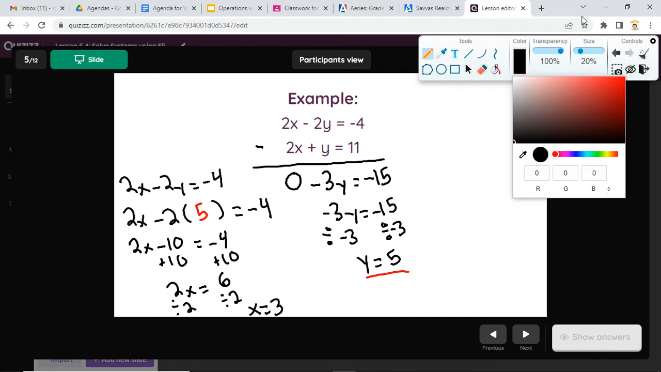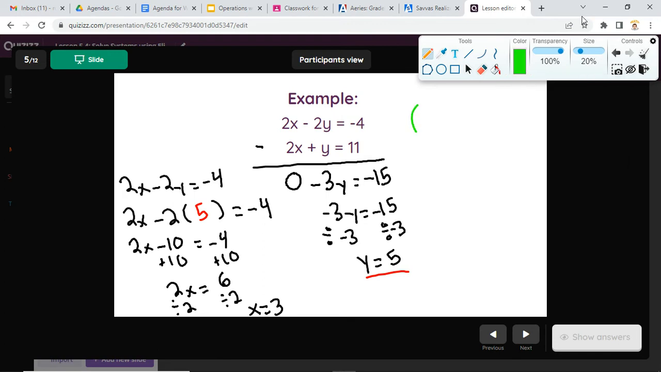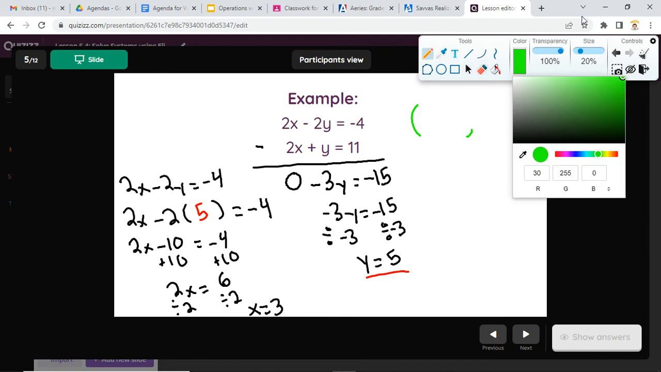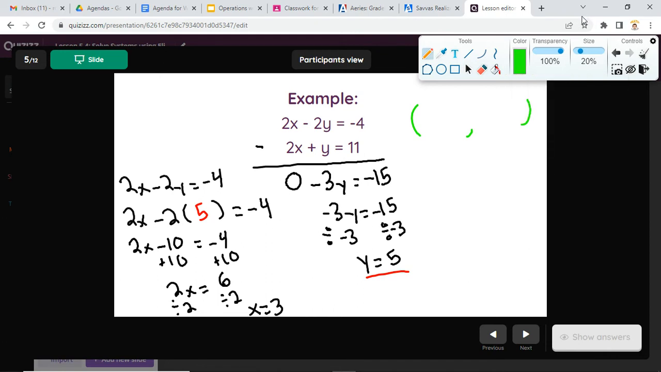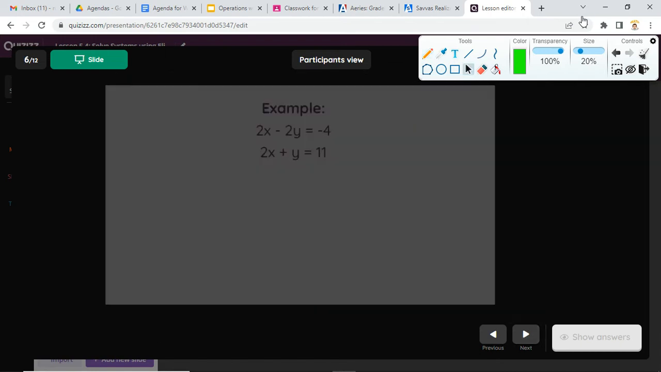All right, so now I've solved my system of equations here. I have my x comma y, or 3 comma 5. All right, so again, what we're doing here is we're just lining up our x's and our y's, and then we are either adding or subtracting our two equations. Let's go on to another example here.